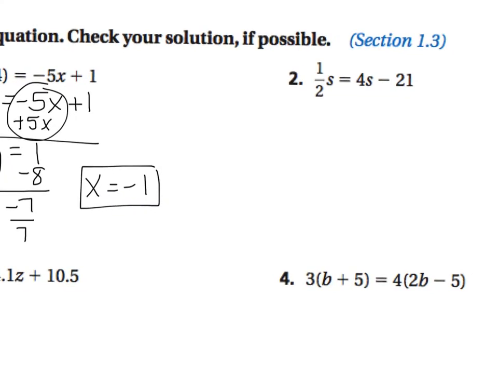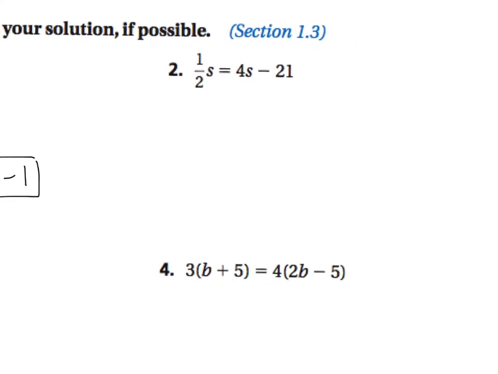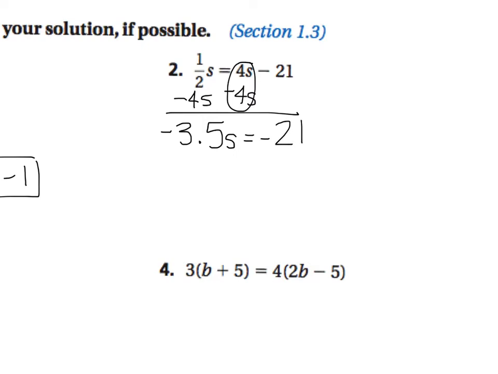Moving on to problem 2. We again have to get all of our variables together. In this case, I'm going to start out by subtracting 4s from both sides. 1/2 s minus 4s would be negative 3.5s. I could write it as negative 3 1/2, or I could write it as negative 3.5s equals negative 21. So then I have to divide both sides by negative 3.5. A negative and a negative gives us a positive. And in this case, s equals 6.